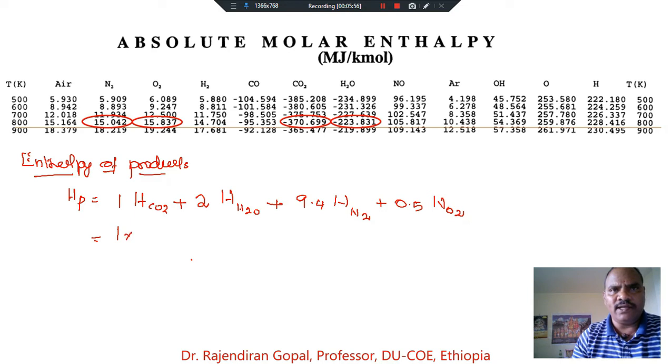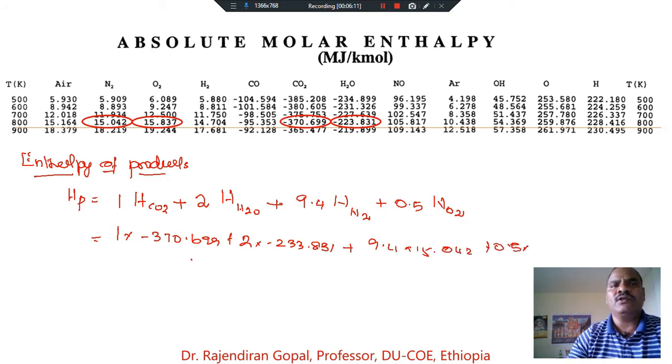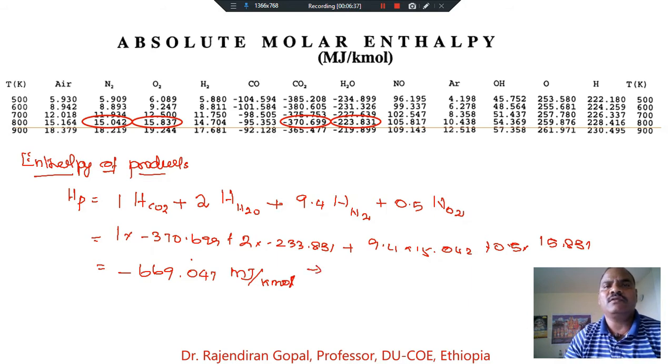That is equal to 1 into minus 370.699 plus 2 into minus 233.831 plus 9.4 into 15.042 plus 0.5 into 15.837. While simplifying this one, we can get minus 669.047 megajoule per kilomole of fuel. This is equation 3.